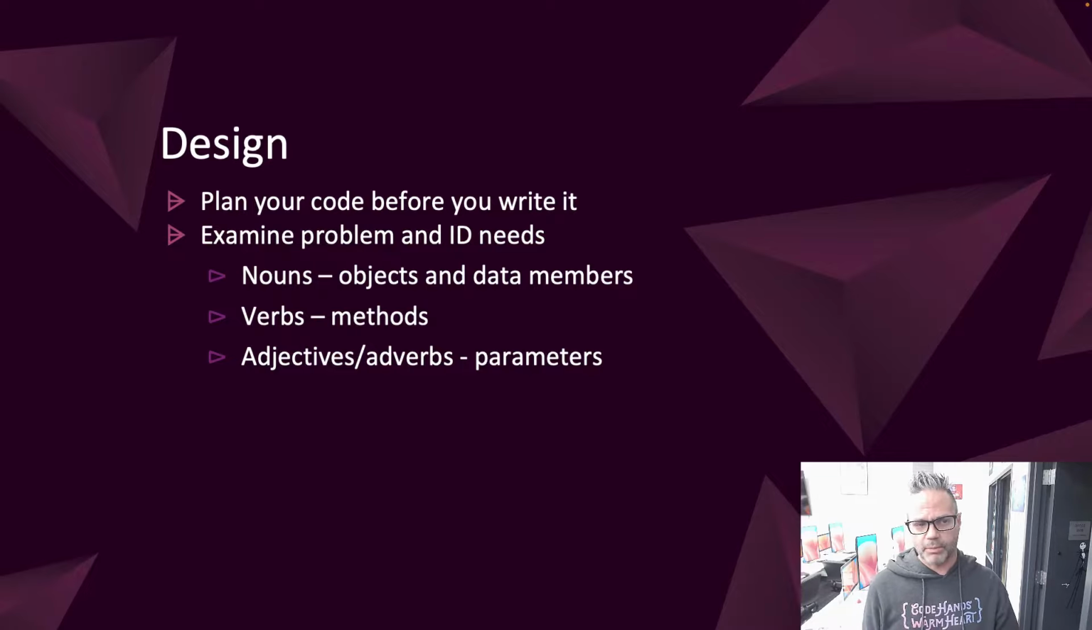You want to examine the problem itself and identify the needs. One of the great ways to do that is take a look at the nouns. Nouns become the objects and the data members that we're working with for the actual problem itself. The verbs become the methods, because that's the actions that are performed. And finally, the adjectives or adverbs are how I modify those existing things, usually as parameters to send that information to it. That's a great way to help identify that, so you can use that deeper knowledge from elementary school and apply it to computer science and get greater understanding.